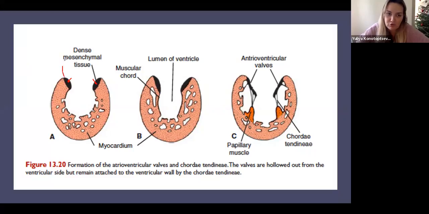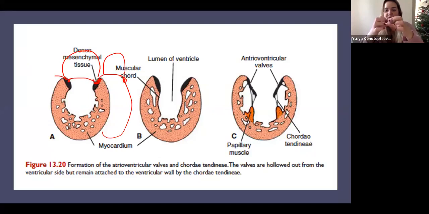So somewhere here is going to be a common atrium, right? There's going to be another atrium here, another ventricle. So this is the fusion point of the anterior and posterior endocardial cushions. That's the part where they have fused together, right? So this, for example, could be the anterior endocardial cushion. Somewhere here could be the posterior, and they're fusing in the middle and dividing your one common atrioventricular canal into two.